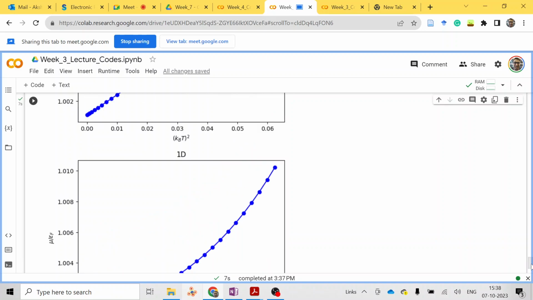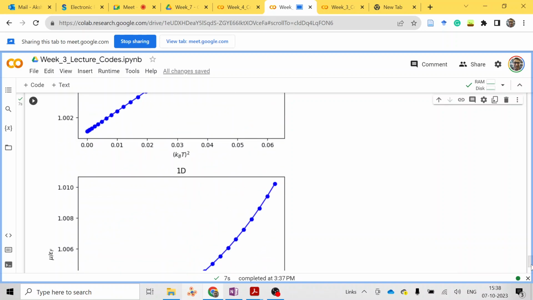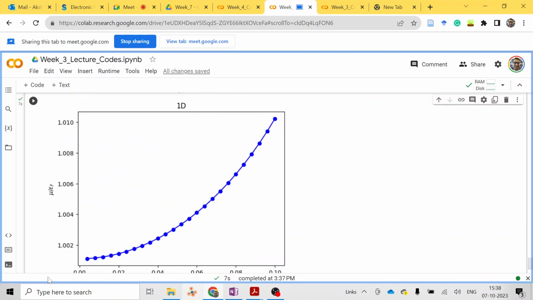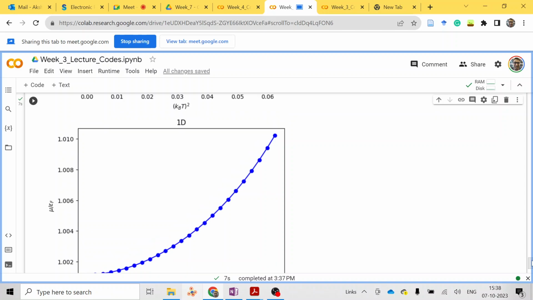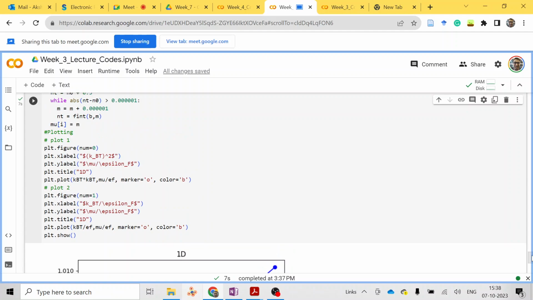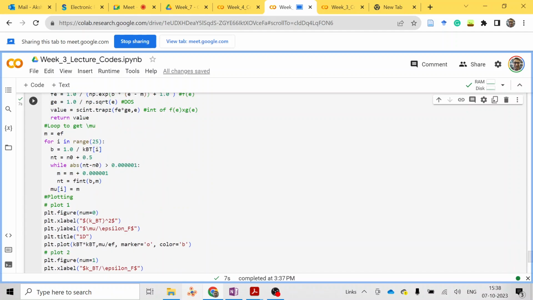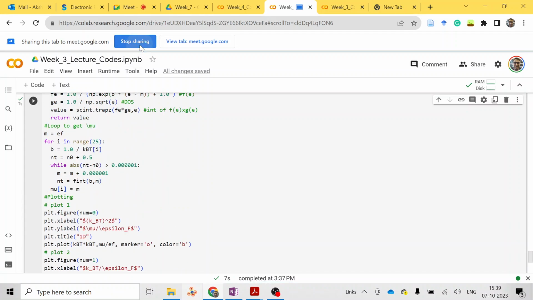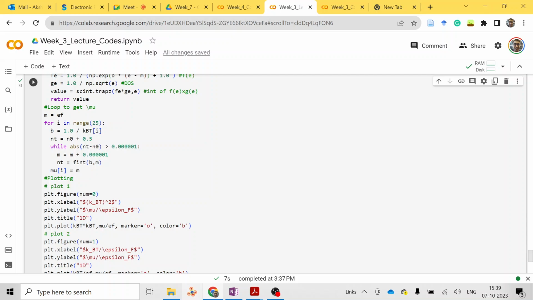Although again the difference is not that high, kBT by EF for this range is mostly the same. Later on, at high temperature, it starts increasing. In 3D it decreases, while in 1D it increases. Let me just stop sharing and go to our coding problems now.